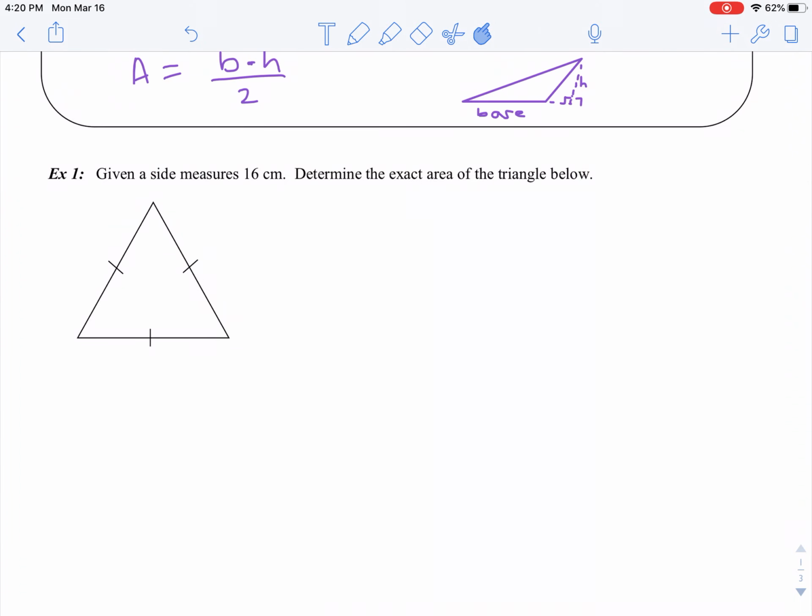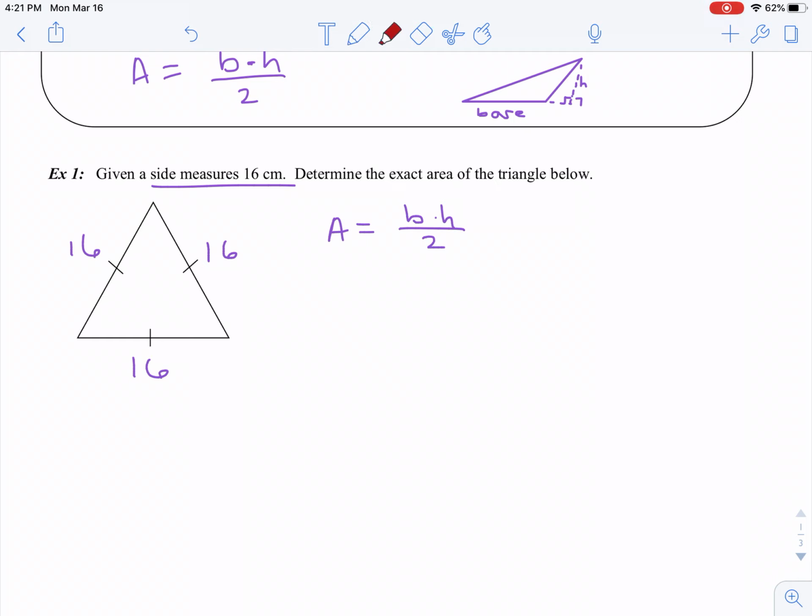Now, let's talk about how we could use this to help us. So this says we know a side measures 16 centimeters. It doesn't tell us which side, but we see that it is equilateral because of the markings. So I can actually label all 3 sides as 16. And we want to find the exact area of the triangle. So I'm going to start out by writing out base times height over 2.